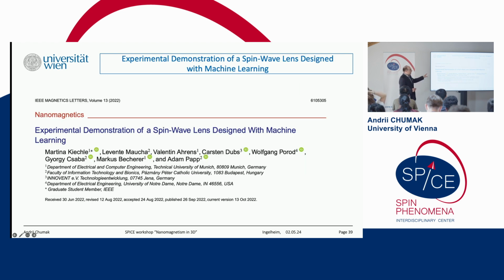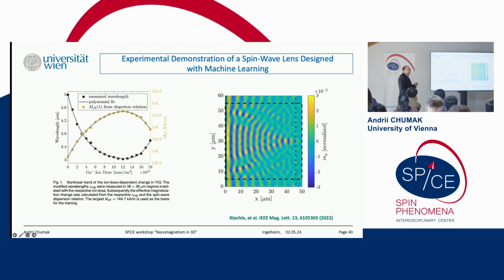This paper is very important, the same team of people, Georgi, Adam, Wolfgang, but the work was done by Martina Kiechle in München, under the supervision of Markus Becherer. This is the first experimental realization of inverse design. What they did is a spin wave lens. How did they achieve it? They again use YIG, but they do ion implantation simply using a gallium FIB. Then they checked how much they change Ms when they implant, changing the dose of gallium. And then they knew what they wanted.